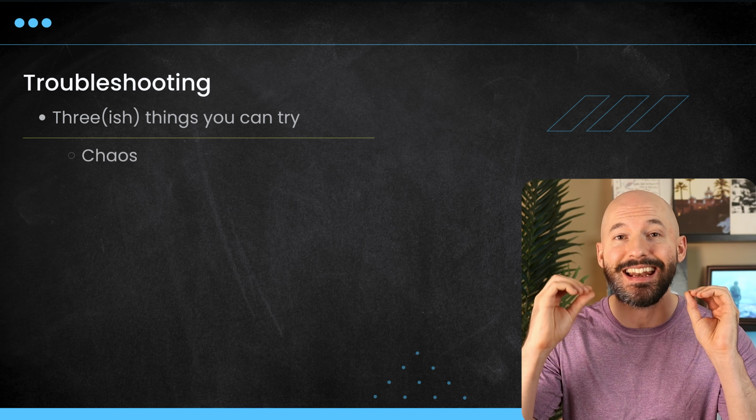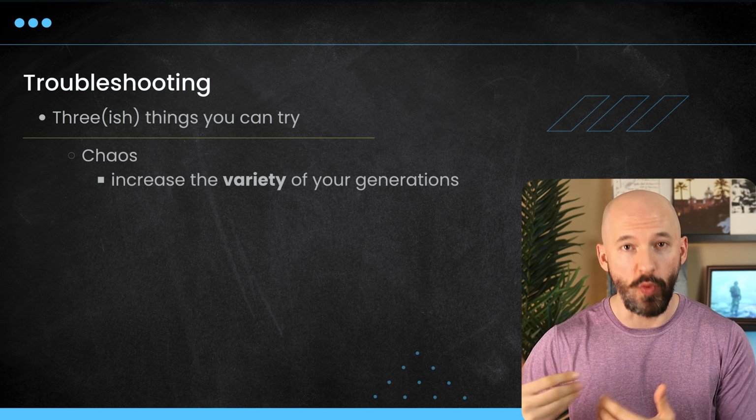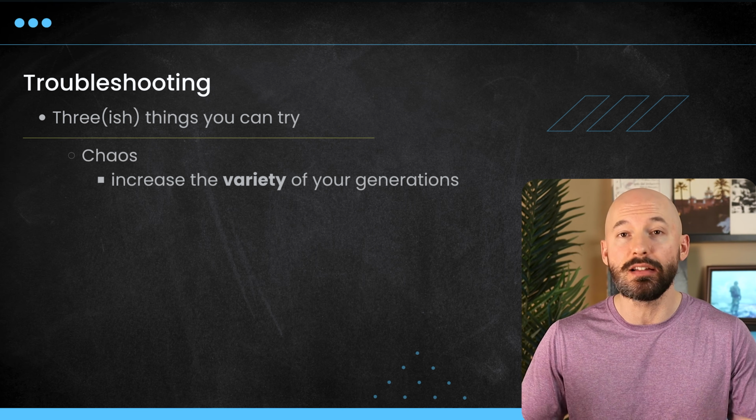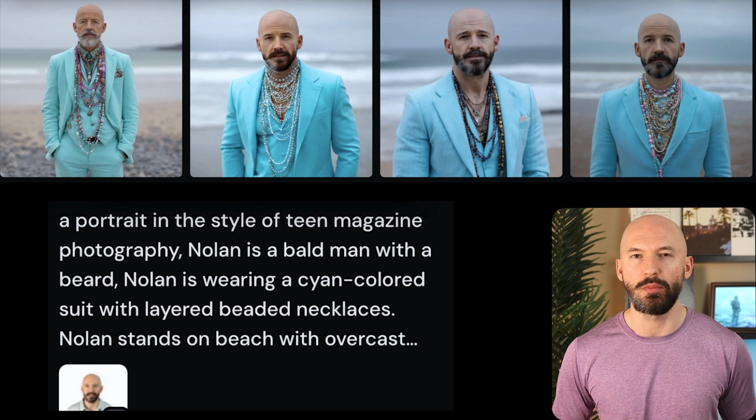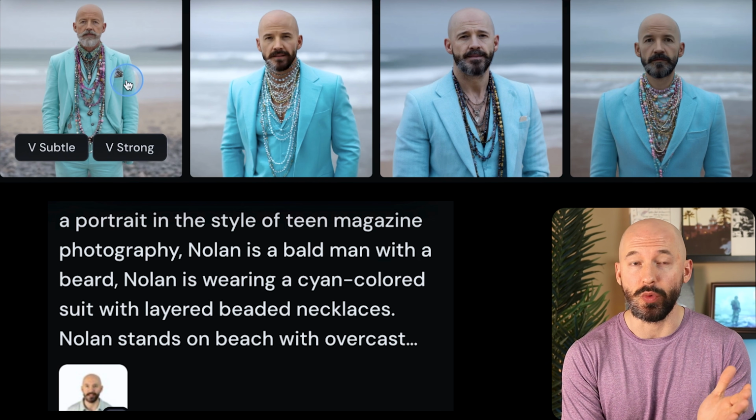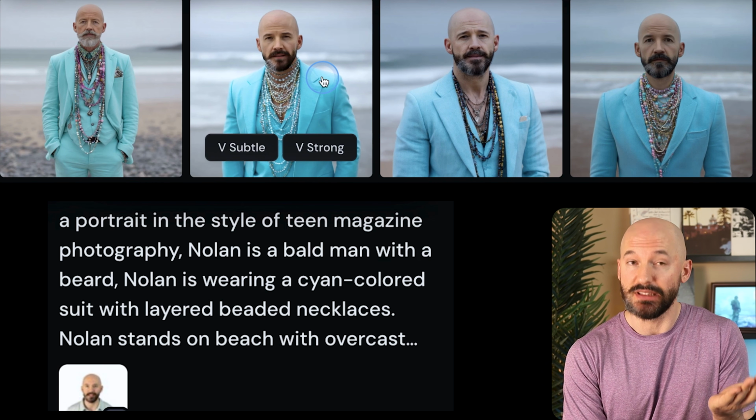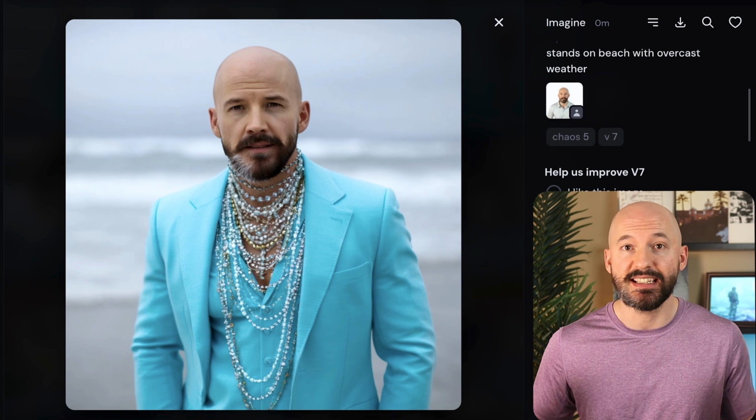And the first is adding some chaos. Chaos will get you more variety in your grid that might uncover the diamond in the rough. All you need is a chaos value between like 4 and 15, maybe 15 is even a little too high. Again, we just want more variety. You'll see that some of these didn't work, like that's not me at all, but this one's pretty good. And this was made with just Chaos 5.